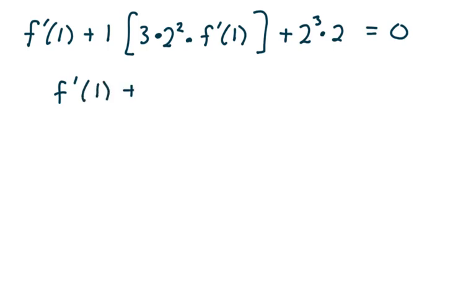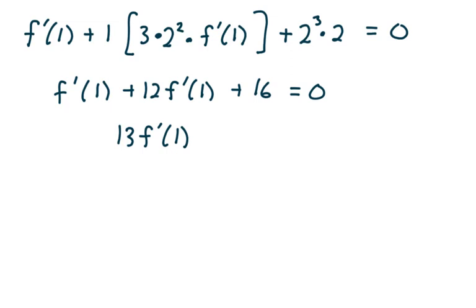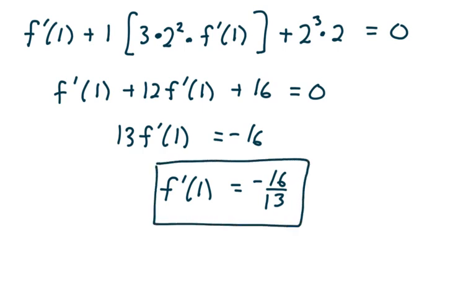So you get f prime of 1 plus. Now, 2 squared is 4. 4 times 3 is 12. So we get 12 f prime of 1 plus 16 equals 0. So that says 13 f prime of 1 is equal to negative 16, and that says f prime of 1 is negative 16 thirds. Oh, excuse me, negative 16 over 13. And that's how you do problem 23.